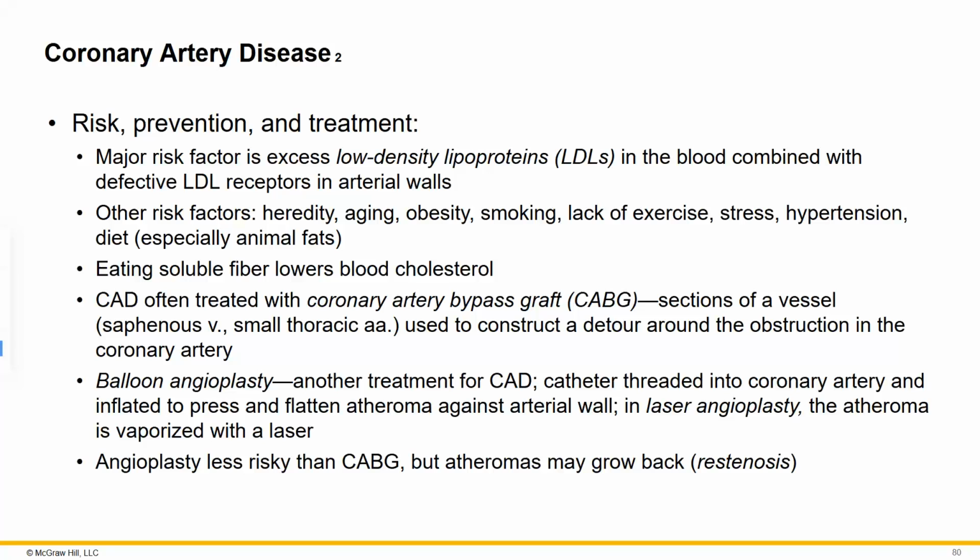CAD is often treated with coronary artery bypass graft, where sections of a vessel are used to construct a detour around the obstruction in the coronary artery. Balloon angioplasty is another treatment. A catheter is threaded to the coronary artery and inflated, pressing and flattening the atheroma against the arterial wall. In laser angioplasty, the atheroma is vaporized with a laser. Angioplasty is less risky than CABG, but atheromas may grow back.